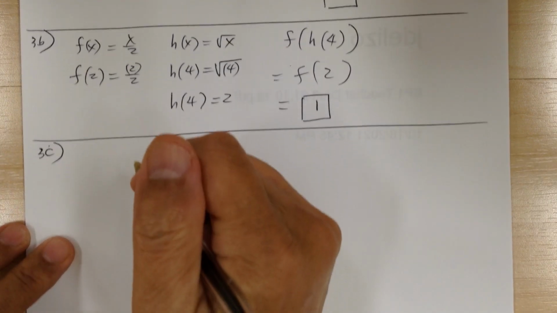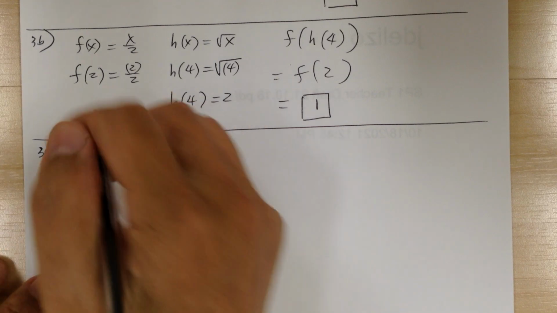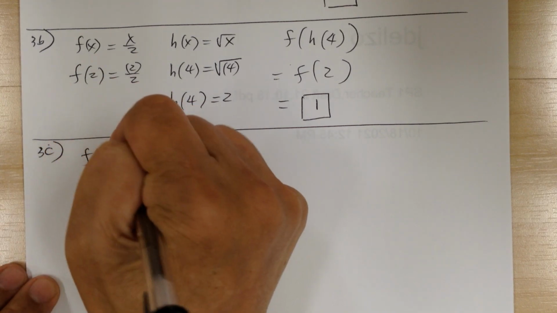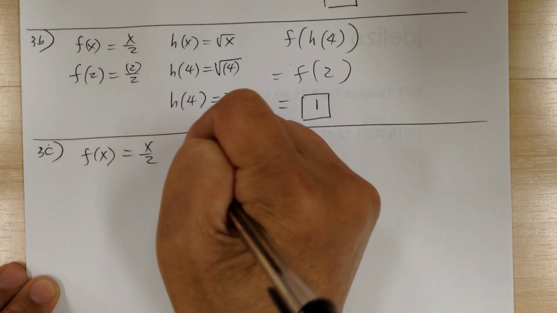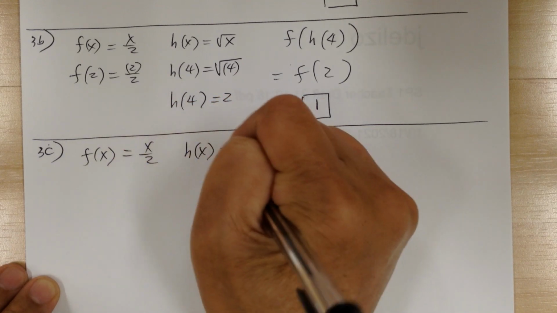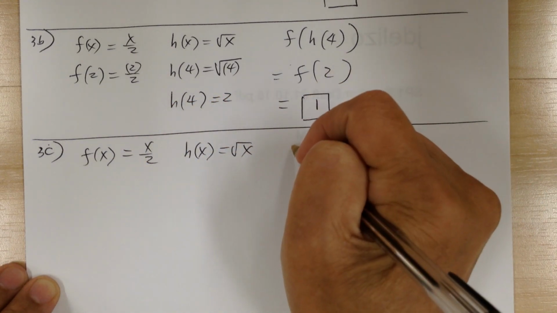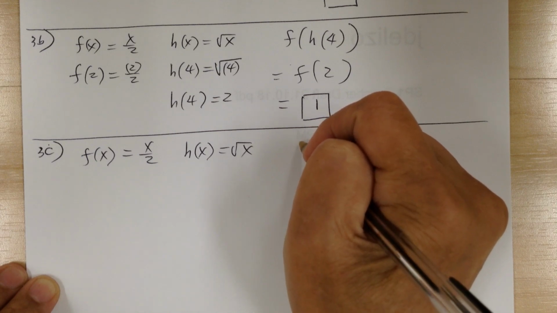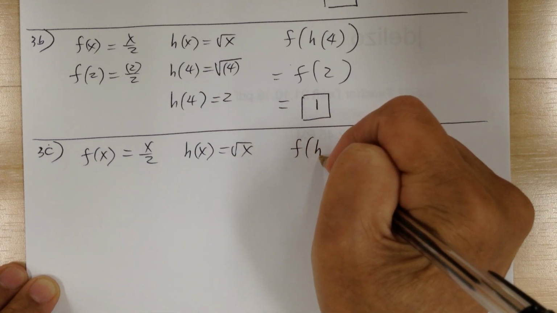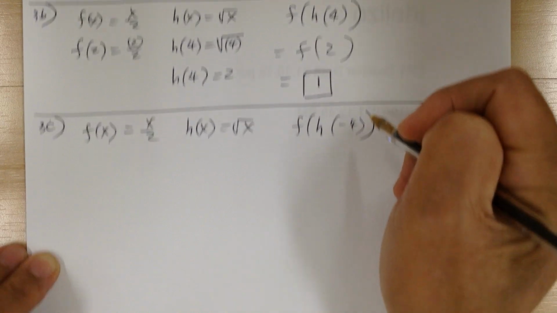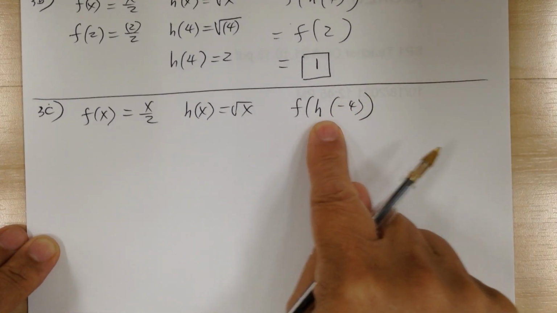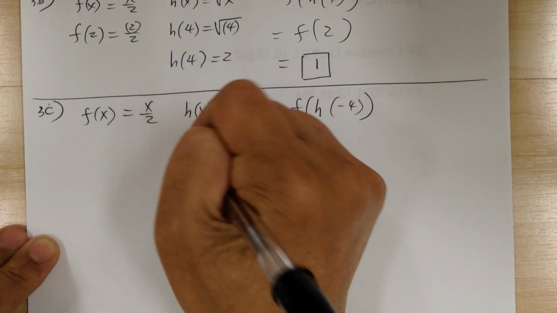Okay, let's go to 3c. So f of x is equal to x over 2, and h of x equals square root of x. For 3c, you're looking for f of h of negative 4. Let's look for h of negative 4.